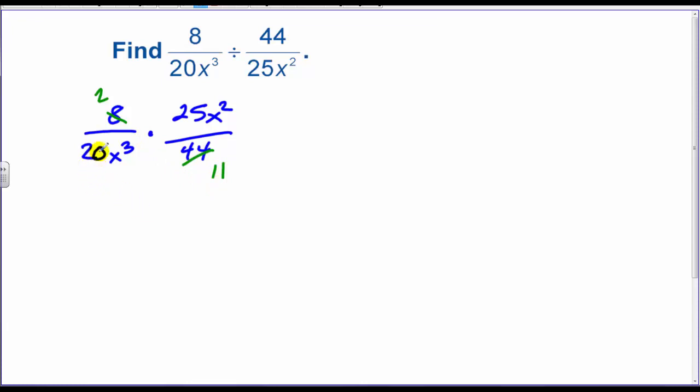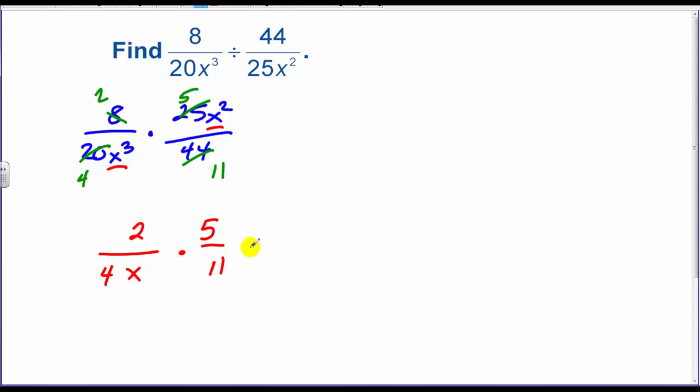20 and the 25, 5 goes into 4 times and 5 times. And then we've got this x cubed and x squared. Got a 2 and then a 5. The x and the x squared, bigger terms in the denominator, subtract the powers, that's an x, and I have a 4 and an 11 left.